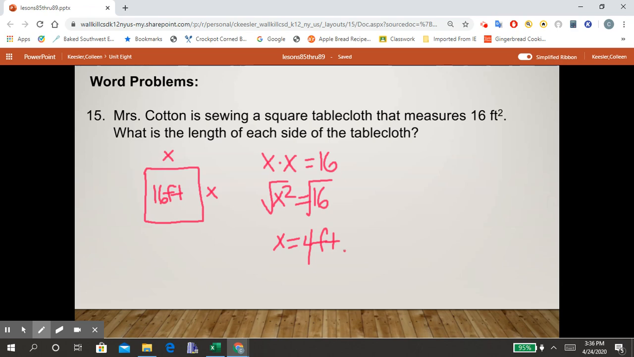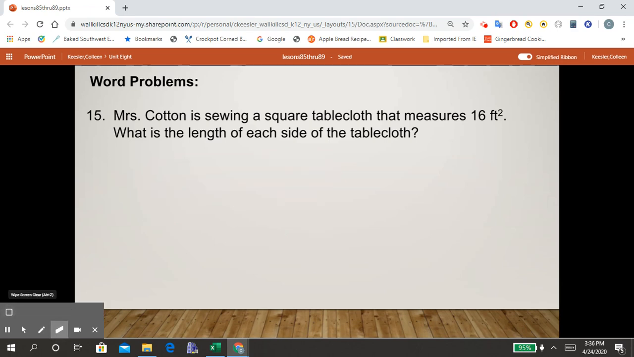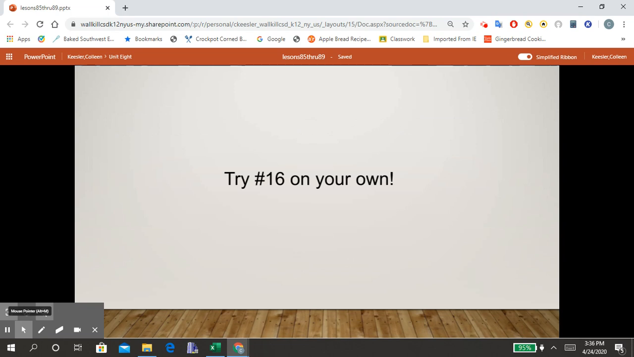Okay, again, hopefully that makes some sense to you because you're going to try another one on your own. Number 16. Again, be sure to ask questions if you're not exactly sure what to do. I'll be around to help you guys out. Good luck.